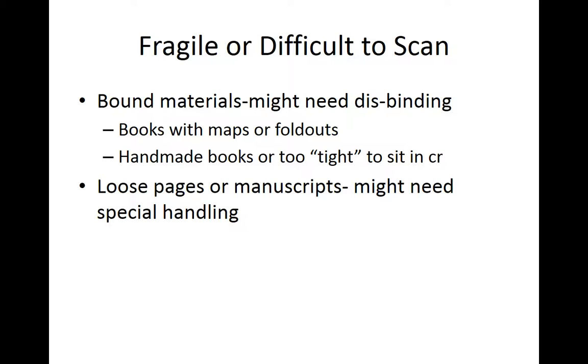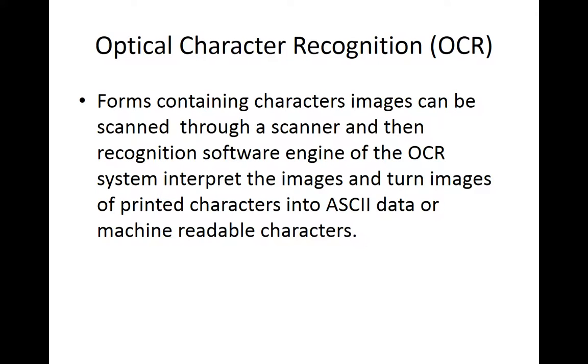Loose pages or manuscripts, or typewritten manuscripts, would be something that was done up on a typewriter and thrown in a folder, and you have perhaps the records of, say, an author. You might need to do special handling because it could be on onion skin, or it could be paper that is deteriorating. Those are all things you need to consider when you're scanning. Optical character recognition, or OCR, we just typically call it OCR in the profession.